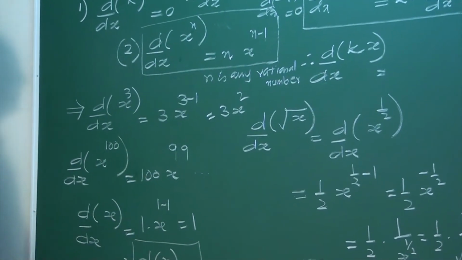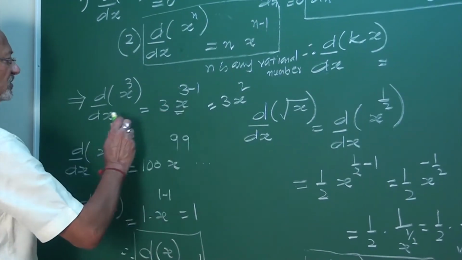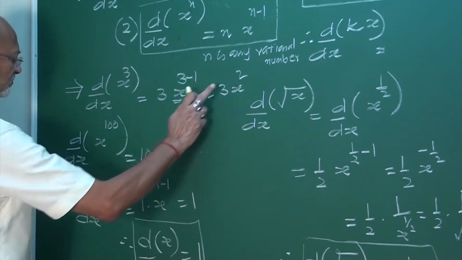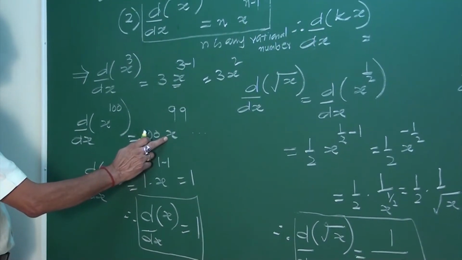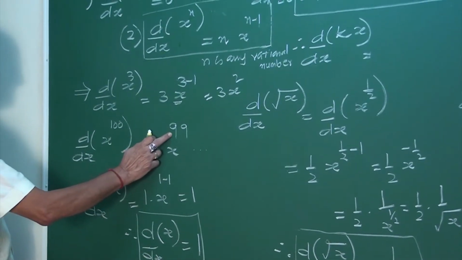Henceforth, I am not going to write in detail like this. What is it? Power into 1 less. X to the power 100 gives 100 into x to the power 1 less. 1 less than 100 means 99.